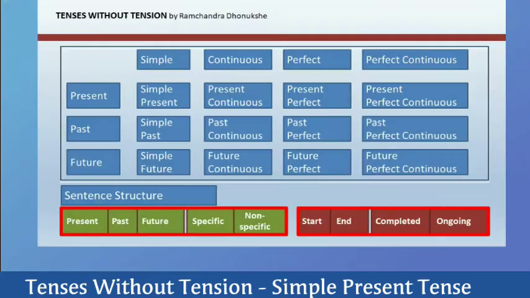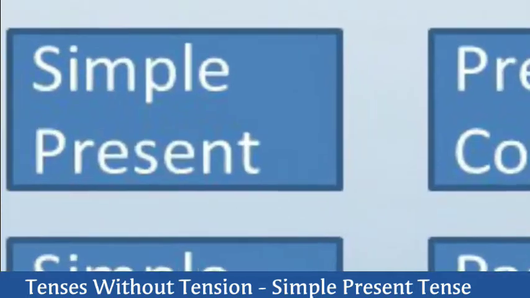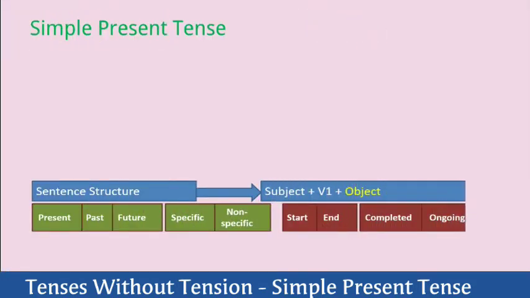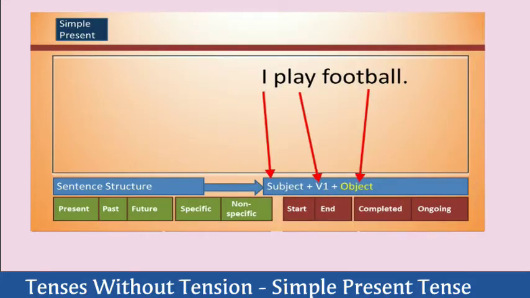As we have seen in the previous video, the tenses are divided into 12 parts. Let's start with the simple present tense. The sentence structure of simple present tense is subject plus V1, means the base form of the verb, plus object. For example, in this sentence, I is subject, play is base form of verb or V1 and football is object.